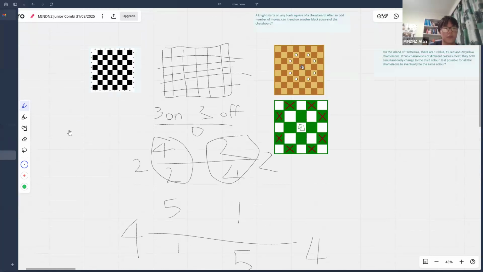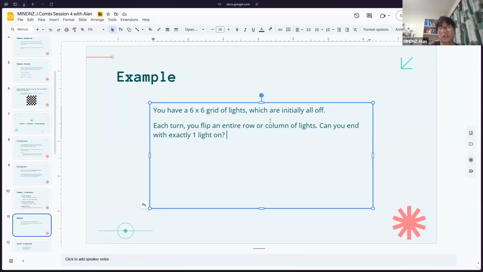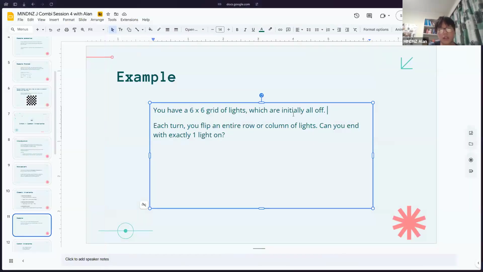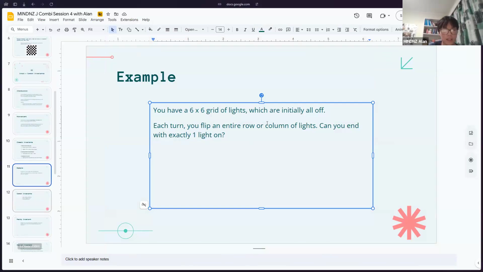So after performing any move, we can only change the number of grid lights that are on or off by an even amount, right? And since initially all of them are off, which means we have 0 on and 36 off, which is even, then we can only end up with an even number of lights on or off after some number of moves. And when we have exactly one light on, we have 35 lights off, right? Which means that we have an odd number of lights on and an odd number of lights off, which is impossible. So no, we cannot reach the end state with exactly one light on.